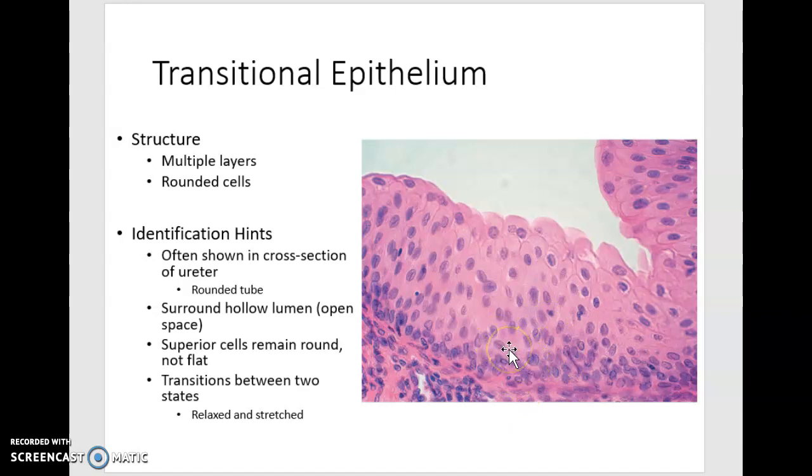So if the tissue is relaxed, it can be more rounded. And then when it's stretched, they can flatten out like here. Transitional epithelium will not look like any other tissue.